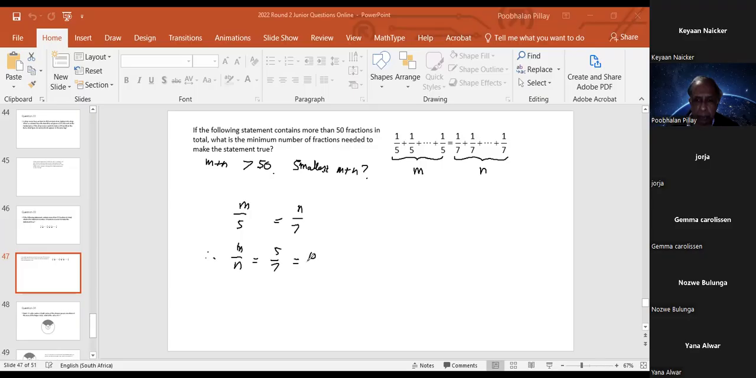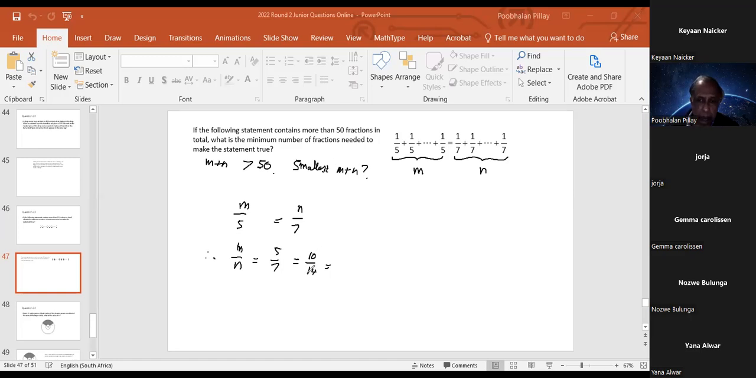So we can try all these various things. You can put 10 over 14, but here the sum is 12. If m is 5 and n is this, we want m plus n to be greater than 50, you see. So now we are on our way, because we are going to try to find an m plus n that must be bigger than 50 and the smallest one.